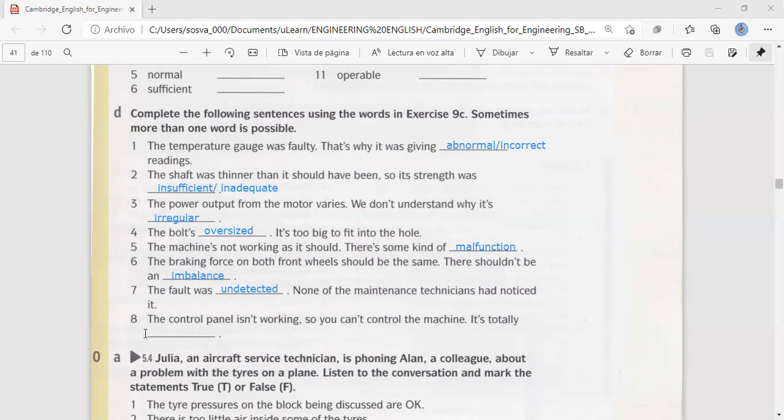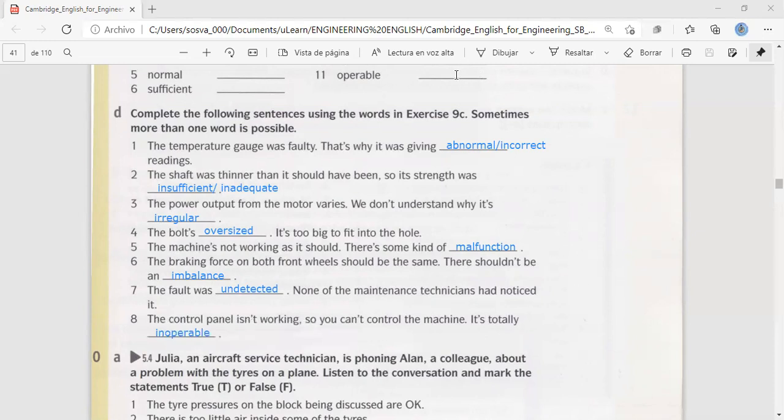It's totally failure, no, it's not working, so you can't control the machine. It's totally malfunction, no, not at all, because you can have control in it. Good control. Operate? No, not operate. Inoperable. Okay, inoperable. Perfect. Great.